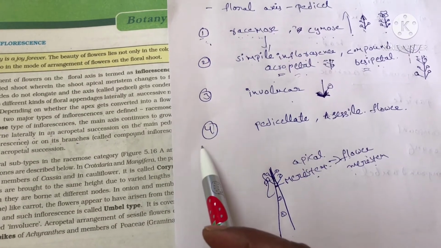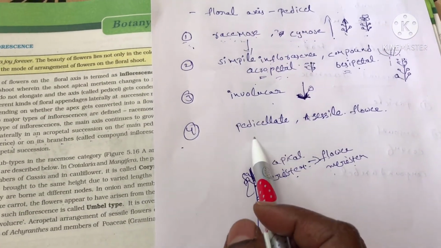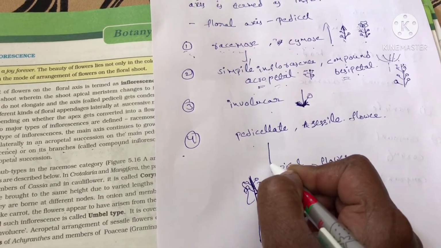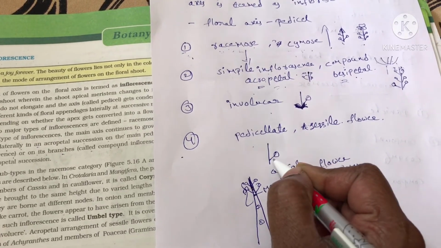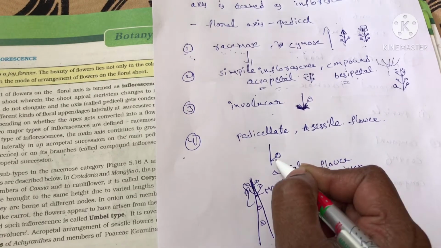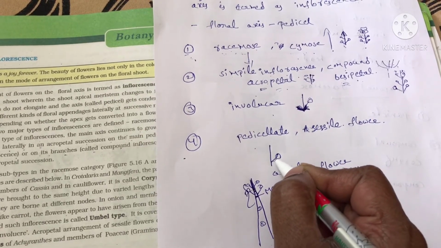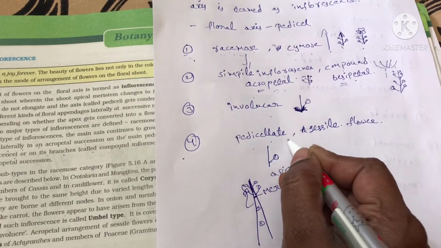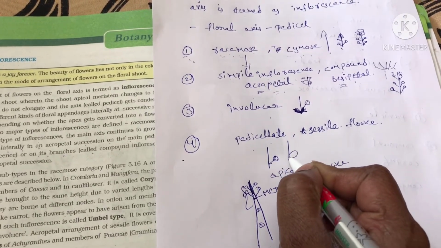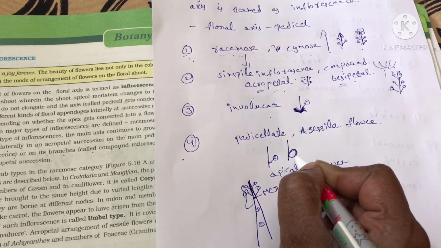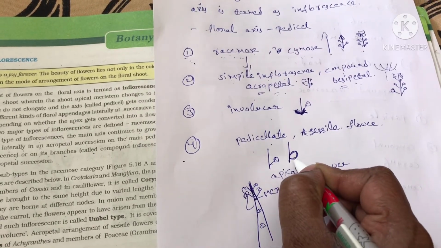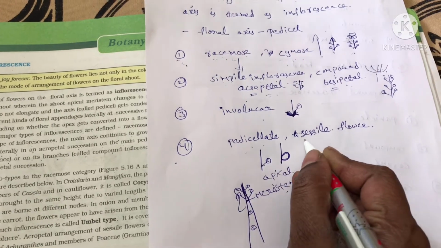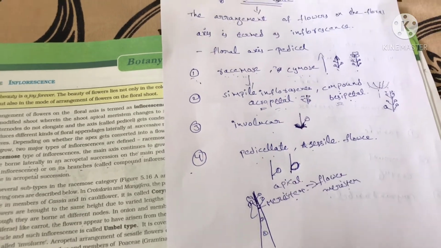Then next, the fourth one is pedicellate and sessile flowers. Here this is the inflorescence. This is the stalk, this is a flower. Pedicellate means they have the stalk of the flower. If the stalk of the flower is absent, this is called sessile flowers. These are the differences between the pedicellate and sessile condition.